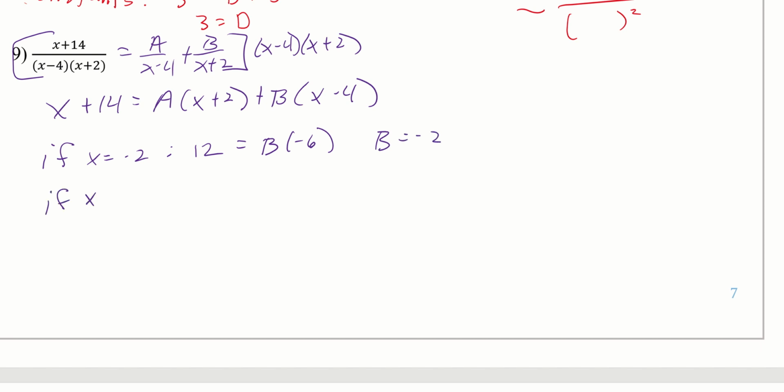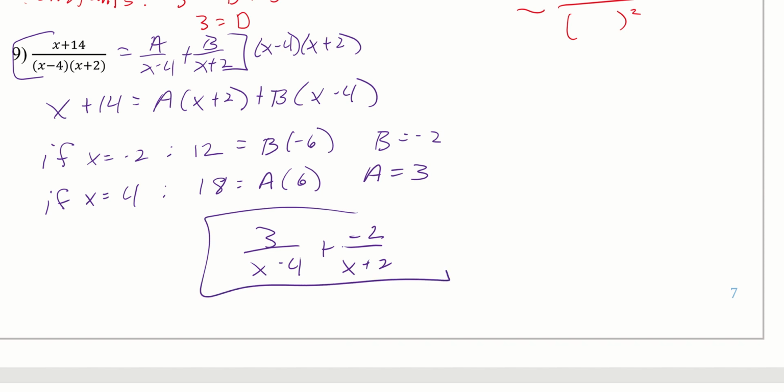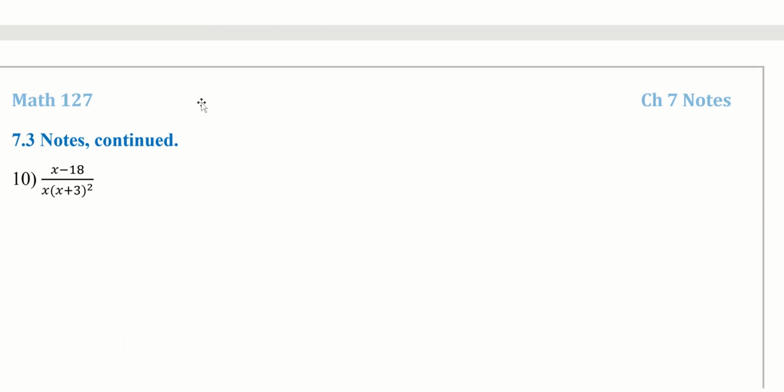Now, if x is equal to 4, to get rid of this b factor, we end up with 4 plus 14, which is 18, is equal to a. 4 plus 2 is 6. So a comes out to be 3. Okay. So our final fraction here would be 3 over x minus 4 plus -2 over x plus 2. Cool.